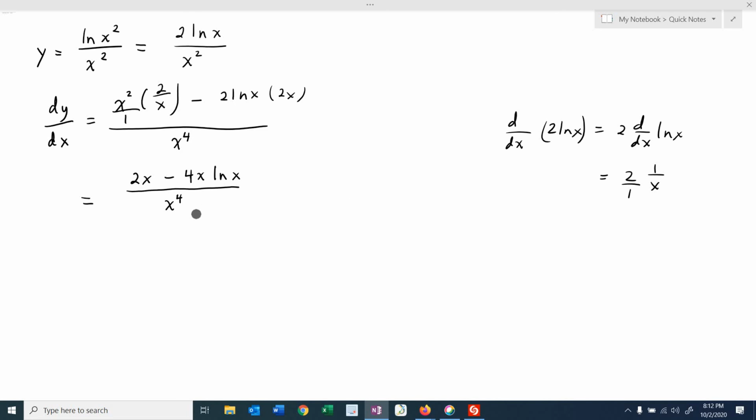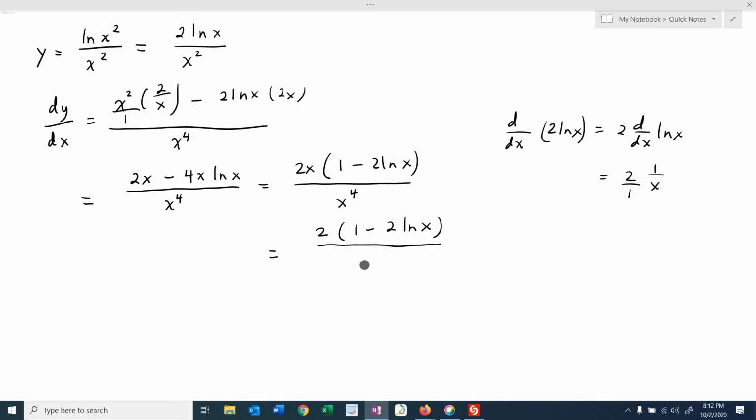Now we can simplify this a little bit more. Notice on the top here you can actually factor out a 2x. So I'm going to go ahead and factor that out. That's going to leave you with 1 minus 2 times ln of x all over x to the 4th. And then this x here will cancel with one of these x's in the bottom, leaving us with x cubed on the bottom.